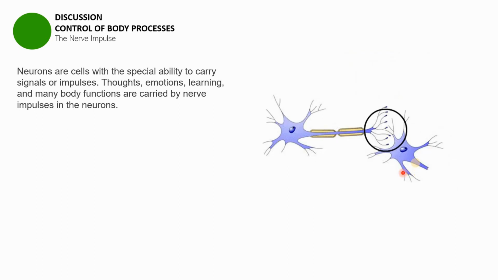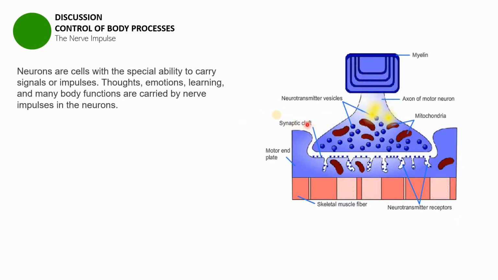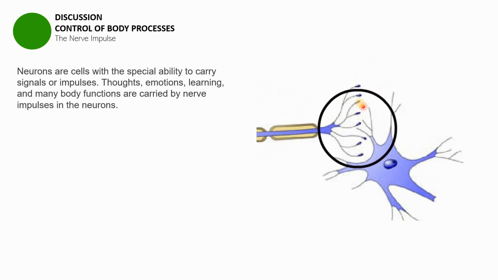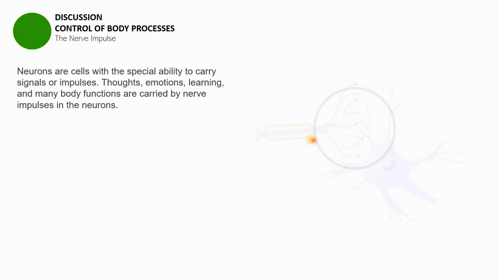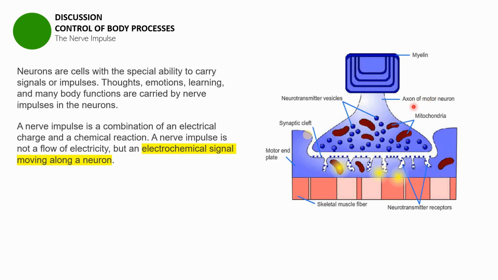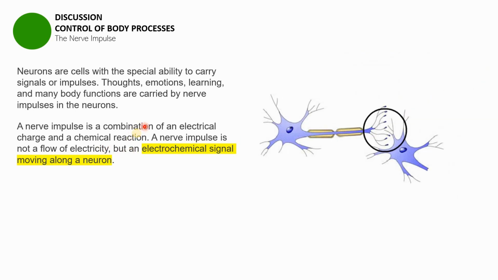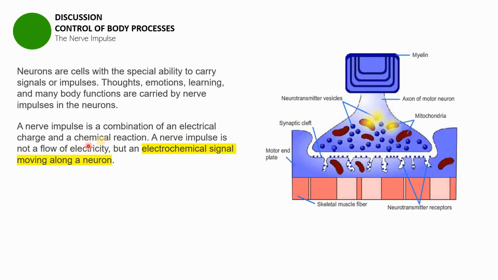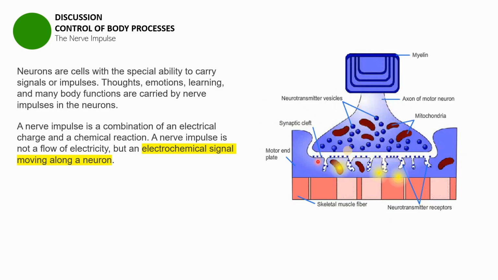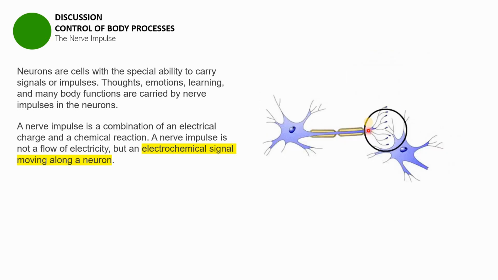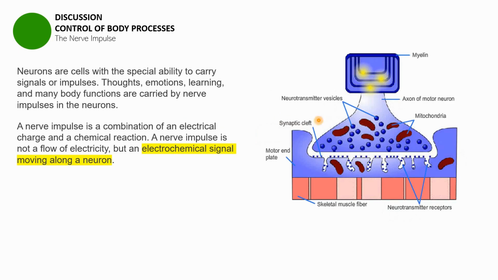All right. So neurons are cells with a special ability to carry signals or impulses. Ang ating mga thoughts, ang ating mga emotions, ang ating ability to learn, and many other body functions are carried by nerve impulses in the neurons. A nerve impulse, its definition, is a combination of an electrical charge and a chemical reaction. Again, this entire thing right here, yan yung nangyari dyan na pagsasalin ng signal, that is an electrical as well as a chemical reaction.